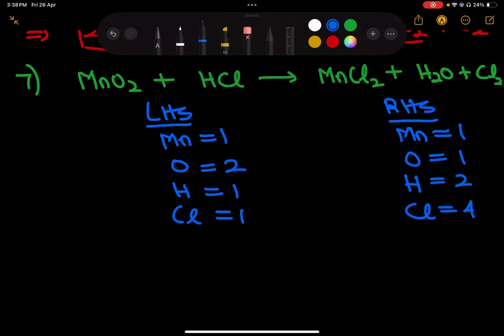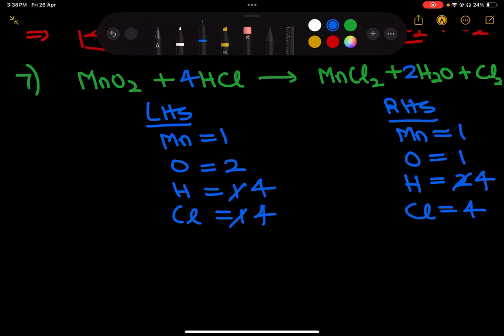Mn1, O1, H2, Cl4. Okay, so manganese is already balanced. We have to balance chlorine. So to balance chlorine, we have to put a 4 here, right? So we get 4 chlorine and we get 4 hydrogen as well. Now to balance hydrogen out, we'll have to put a 2 here. So we get 2 and we get 2. So we get 4 here. I'm sorry.